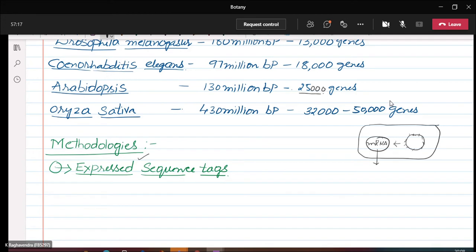Any gene which is going to be expressed will first be converted to mRNA. Then the mRNA will be translated to synthesize a polypeptide chain. So here, identifying all the genes that are expressed as RNA is called expressed sequence tags. This is one methodology they applied.